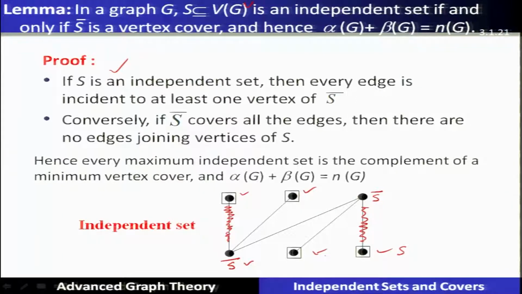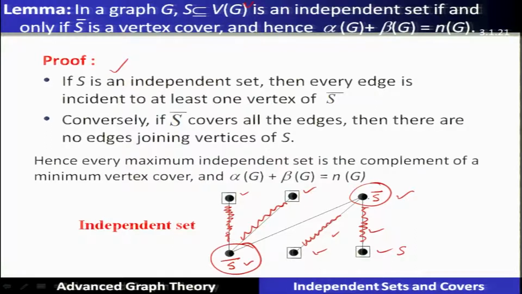This edge is touching the independent set, and it also touches the complement. This also touches the complement. Conversely, if S prime, this set of vertices, covers all the edges, then there are no edges joining the vertices of S, and hence S becomes the independent set. Hence, every maximum independent set is the complement of a minimum vertex cover.